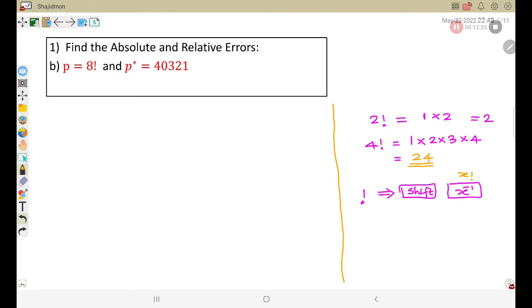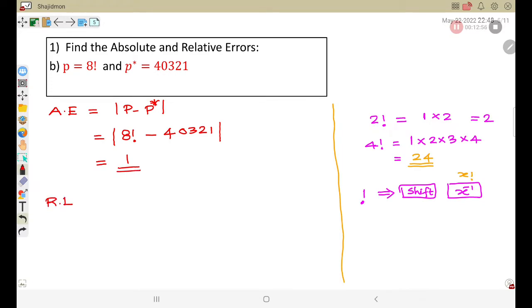So we are going to do first the absolute error. Absolute P minus P star equals absolute P, which is 8 factorial, minus P star, which is 40321. Check the number. What I told, use shift x power minus 1, you will get the answer equal to 1.